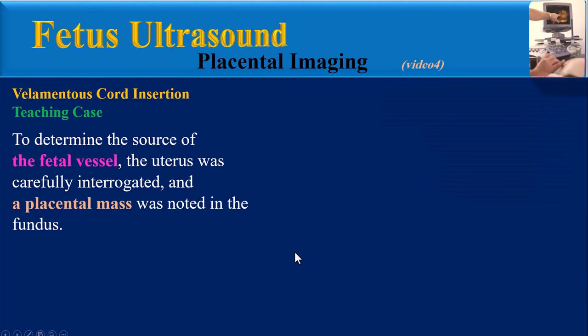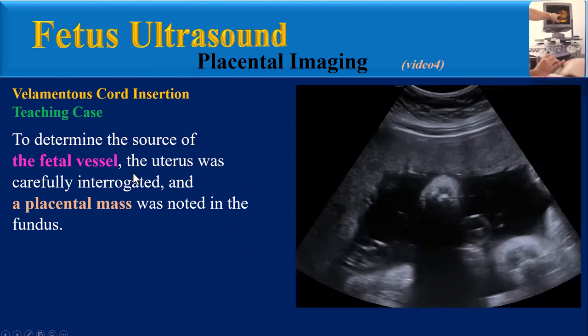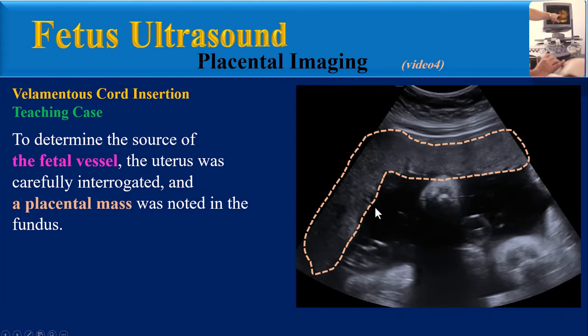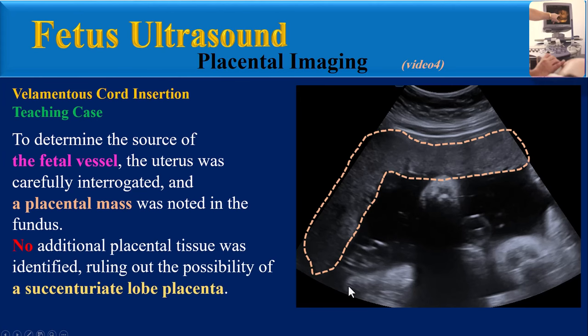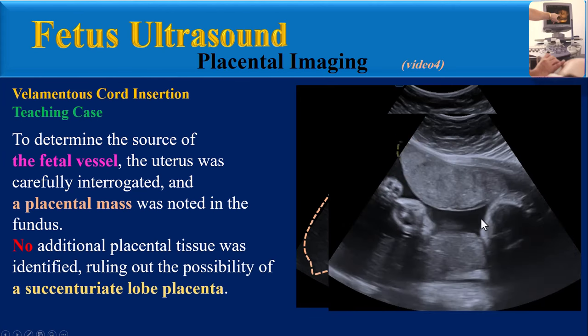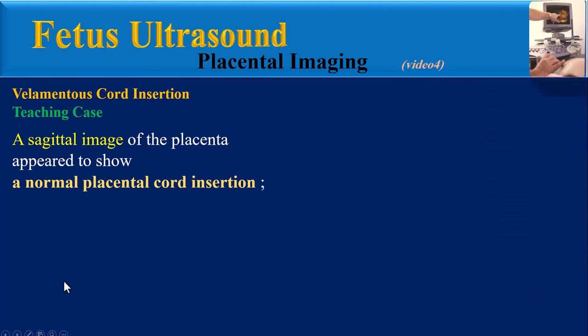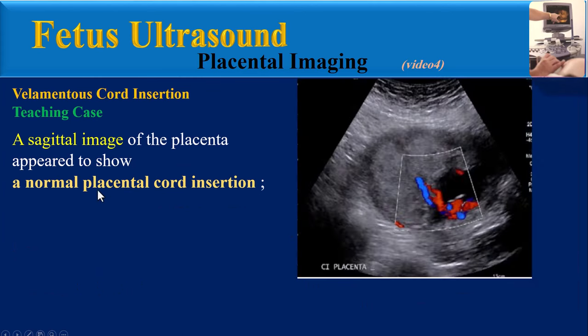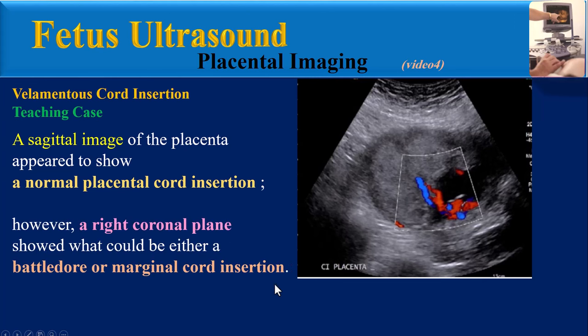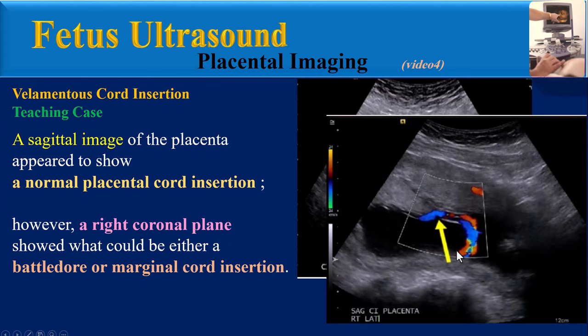To determine the source of the fetal vessel, the uterus was carefully interrogated and a placental mass was noted in the fundus. No additional placental tissue was identified, ruling out the possibility of a succenturiate lobe placenta. A sagittal image of the placenta appeared to show a normal placental cord insertion. However, a right coronal plane showed what could be either a battledore or marginal cord insertion.